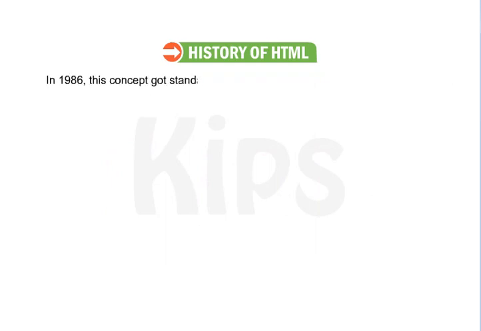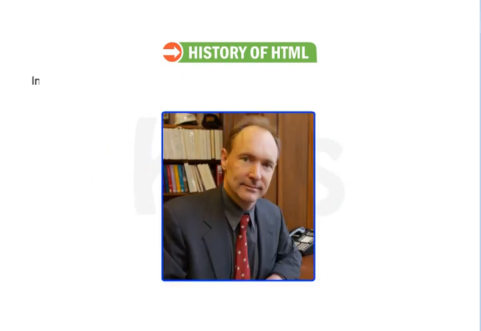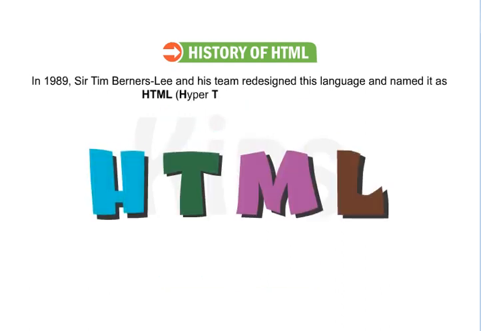In 1986, this concept got standardization by ISO, International Organization for Standardization, and was renamed SGML, Standard Generalized Markup Language. In 1989, Sir Tim Berners-Lee and his team redesigned this language and named it as HTML, Hypertext Markup Language.